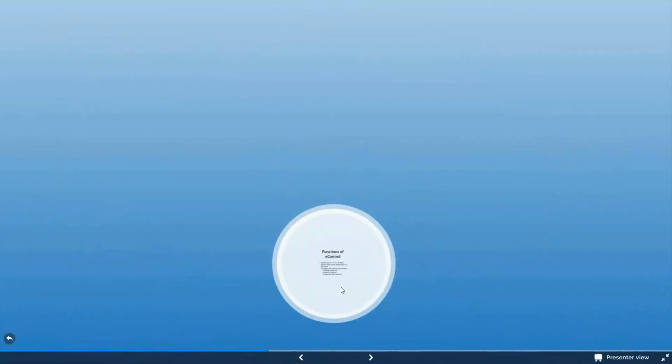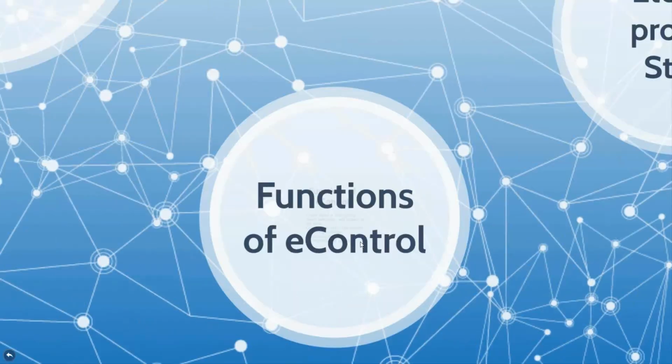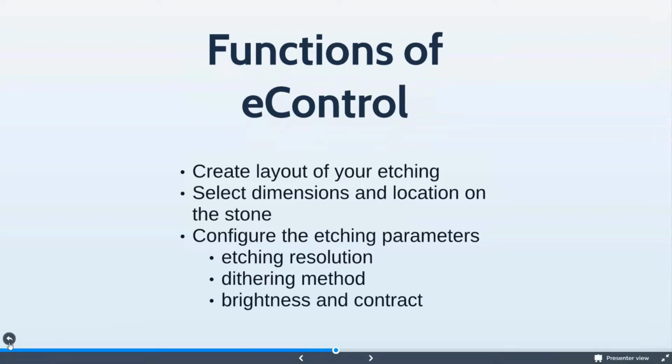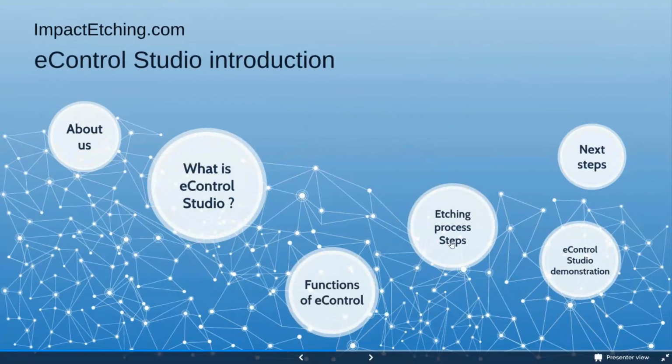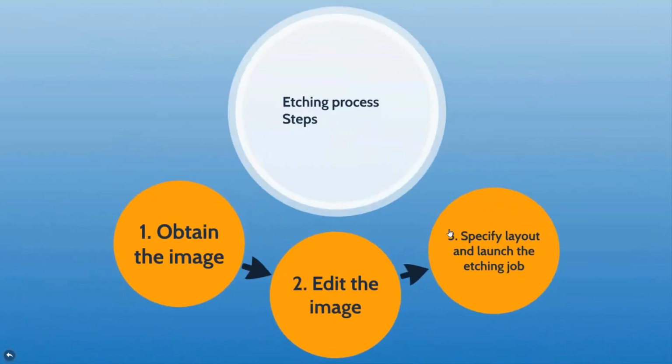So, what does eControl do? It is used to create the layout of your etchings. You select the dimensions and location of your etching on the stone, and you configure the etching parameters such as etching resolution, dithering method, brightness, and contrast. Well, let's just quickly look at the etching process steps and see where this particular piece of software fits in.